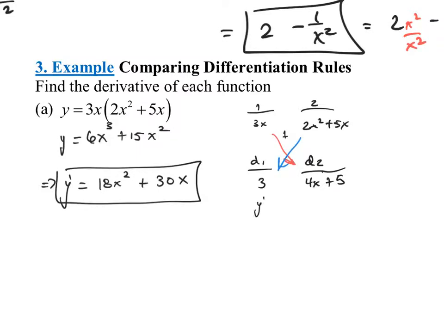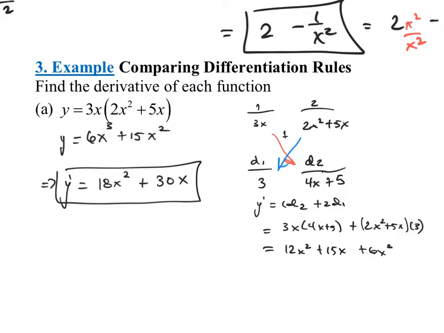So we would have had y prime equals 1d2 plus 2d1, which in this case would be 3x times 4x plus 5, plus the second, which was 2x squared plus 5x, times the derivative of the first, which is just 3. Multiplying that out, 3x times 4x is 12x squared, 3x times 5 is 15x. Now we have to multiply that 3 through. 3 times 2x squared would be 6x squared, and 3 times 5x would be 15x.